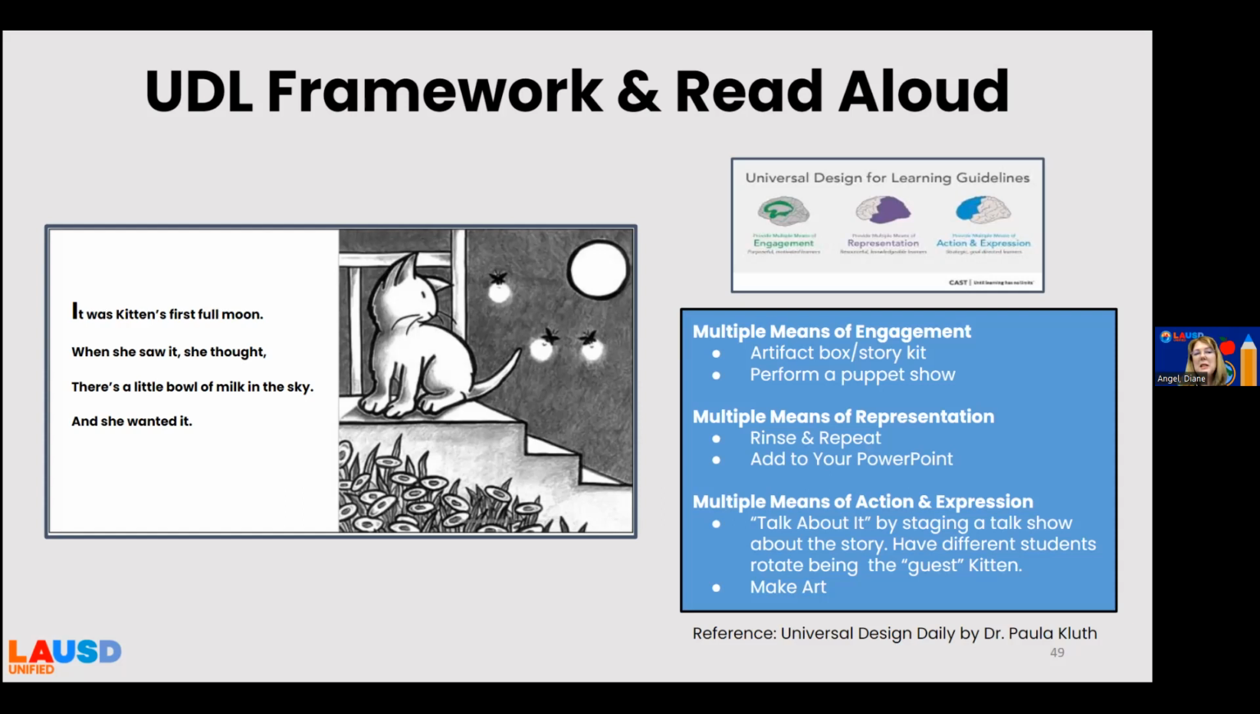And finally, multiple means of action and expression. Talk about it. By staging a talk show about the kitten story, have different students rotate roles being the guest kitten, the host, and the audience members. Or make art. Transform your classroom into an art studio and let students illustrate ideas on paper-covered tables, on huge rolls of newsprint. Pre-cut kittens and moons and keywords and images from the story, and encourage students to use paint or markers. Distribute blank books and let students rewrite a segment of the book using drawings, sketches, and different colors.